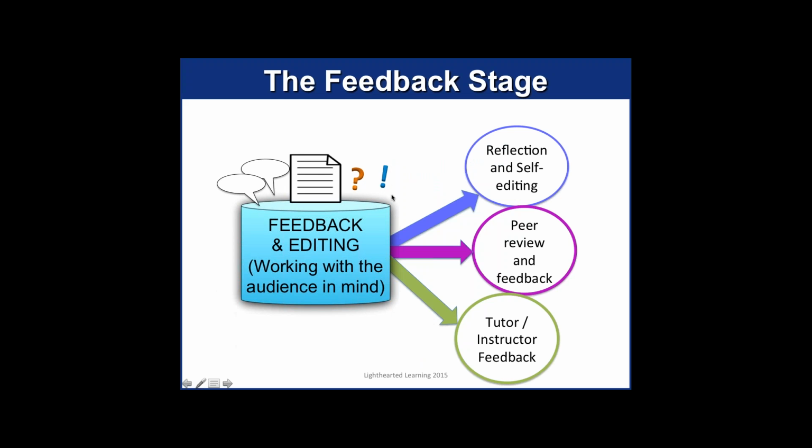The feedback and editing stage, or working with the audience in mind, can take 3 steps. The first step is the reflection and self-editing stage. The second step is peer review and feedback. And the third step is tutor or instructor feedback. Now, these don't have to go in this order, but this is one way of introducing the learner to a more workplace type of writing situation.